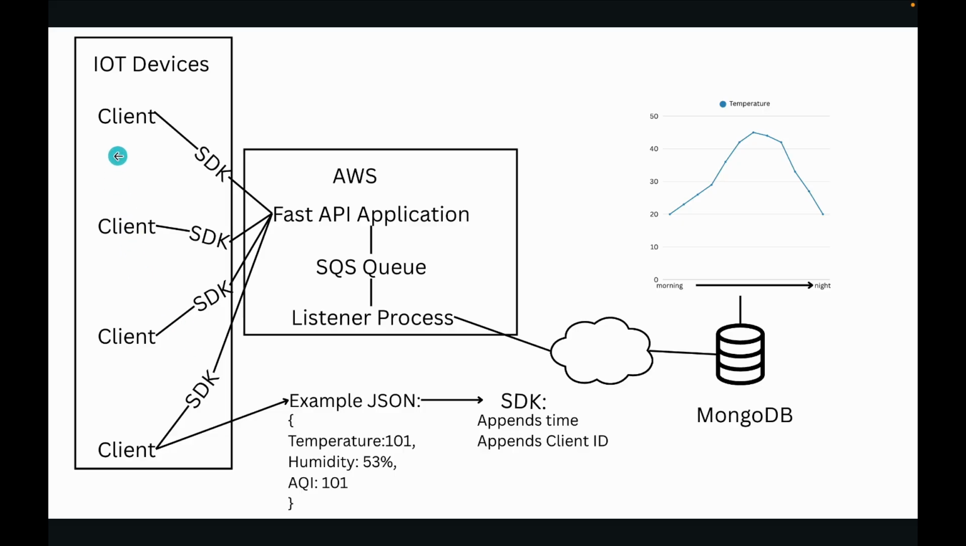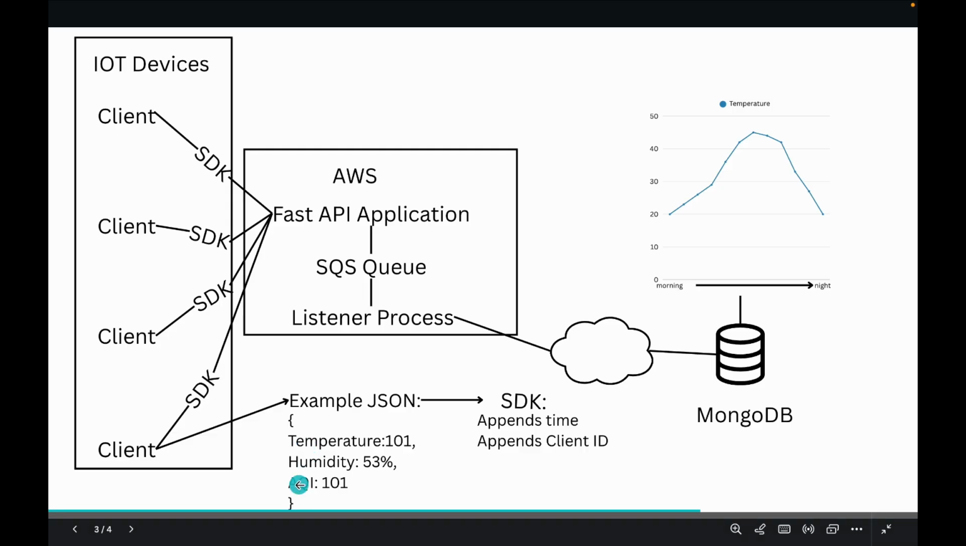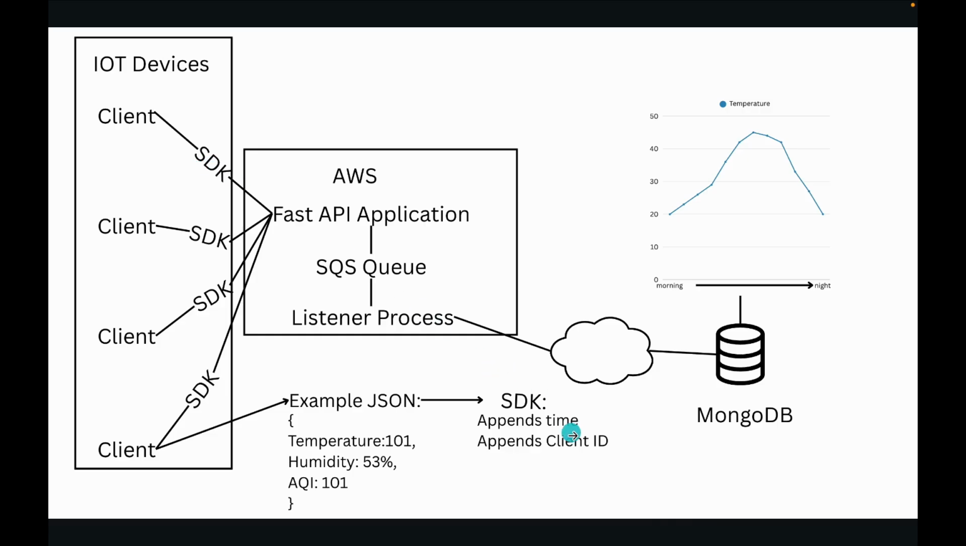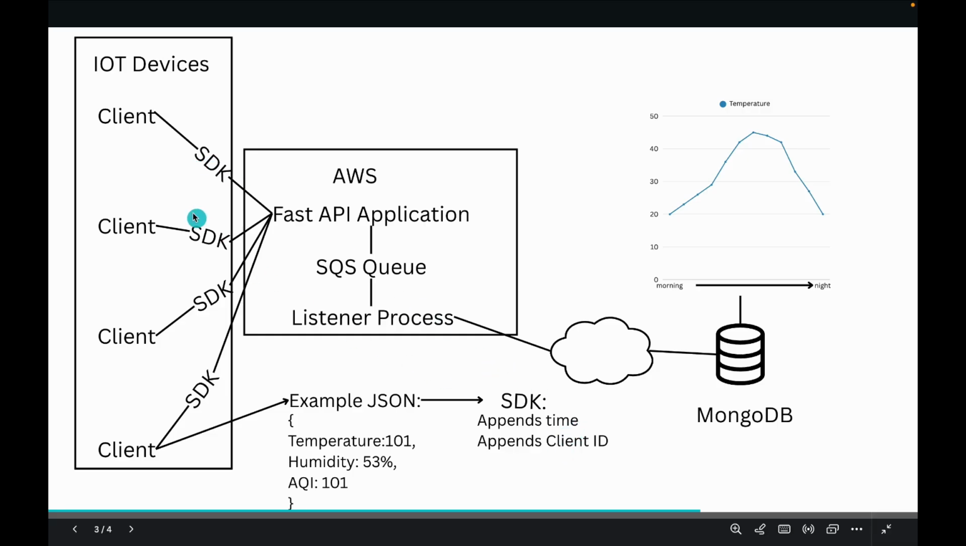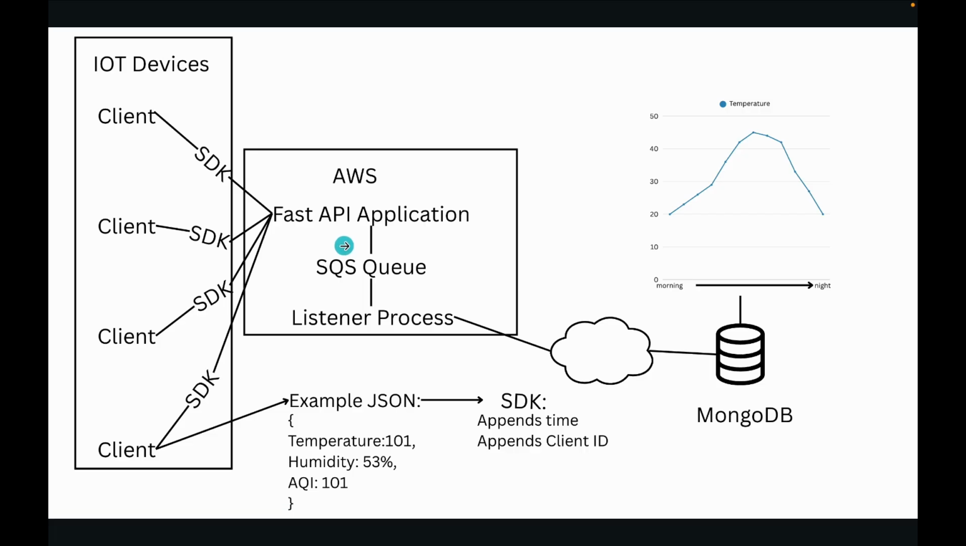So if you have a client running on an IoT device, it collects some sensor data. Let's say it's temperature, humidity, and AQI as you see here. It'll send it using the SDK. The SDK will append the time and the client ID, at which point it'll be sent to the Fast API application. Here, the Fast API application verifies that it's in the correct format and adds a unique UUID. Then, the Fast API application sends it into an SQS queue and returns to the client that success, it worked.